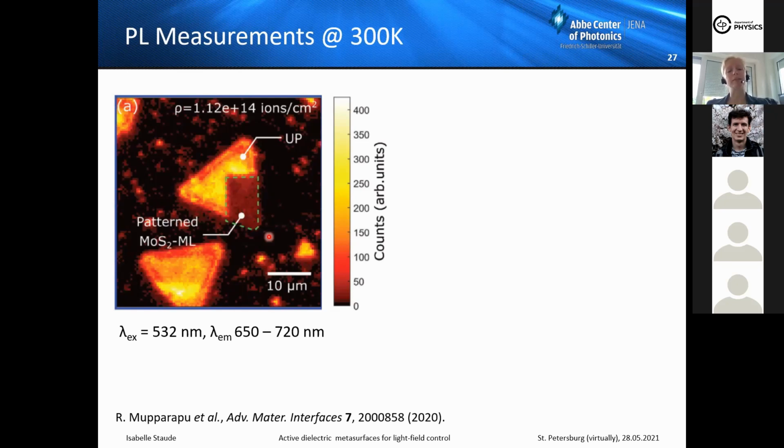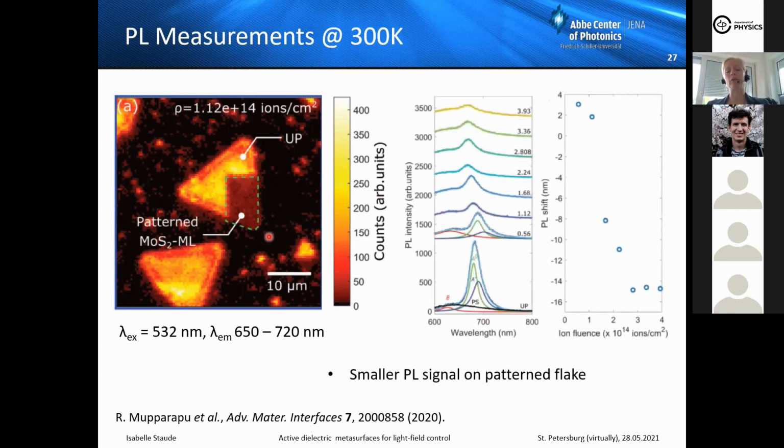but the decrease in photoluminescence is a bit more than what you would expect just from the fill factor, because there's also a slight damage due to the ion tails used during the milling. But you see, we still have significant photoluminescence from there. It's just a bit less than what we get from the pristine flakes. So a smaller signal on the patterned flake, and we also looked at the spectra.